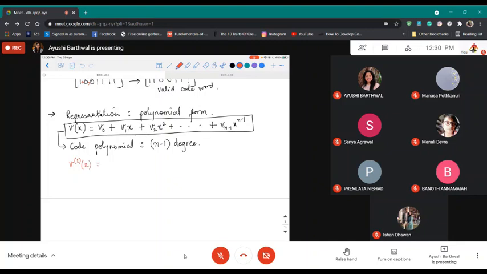When you're shifting it by 1 bit, the lowest significant bit will be Vn minus 1, and then it would be V0 x, V1 x square, V2 x cube, and so on. You will get the maximum term as Vn minus 2, x^(n minus 1).